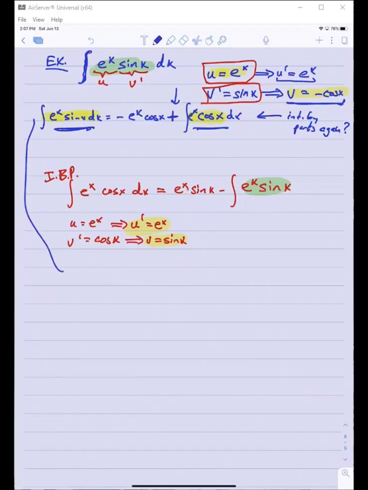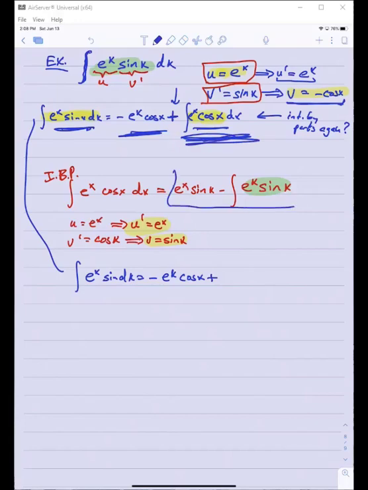So let's go back to our original problem. Let's write the whole thing out so you can see it. The integral of e to the x sine x dx, we said, was equal to minus e to the x cosine x plus the integral of e to the x cosine x, which we have figured out is this right here. All right, now notice, this guy is the same as this guy, but they're not the same. The one on the left has a positive in front of it. The one over here on the far right has a negative in front of it.